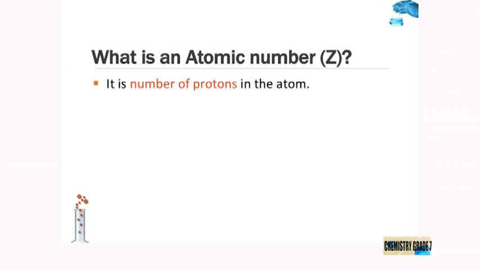What is an atomic number? It is the number of protons in the atom. The atomic number equals the number of protons in an atom. Or Z, which stands for atomic number, equals P, or protons.